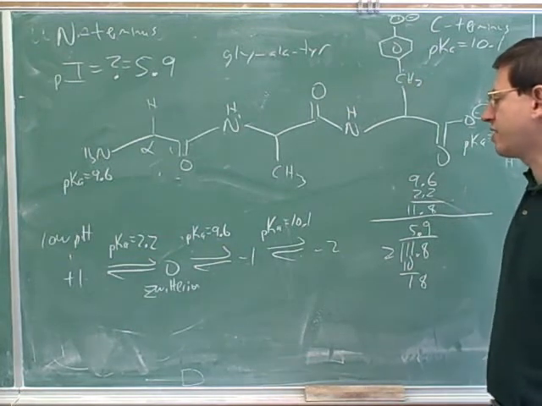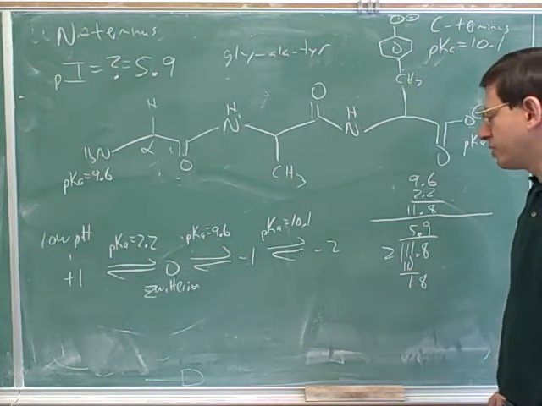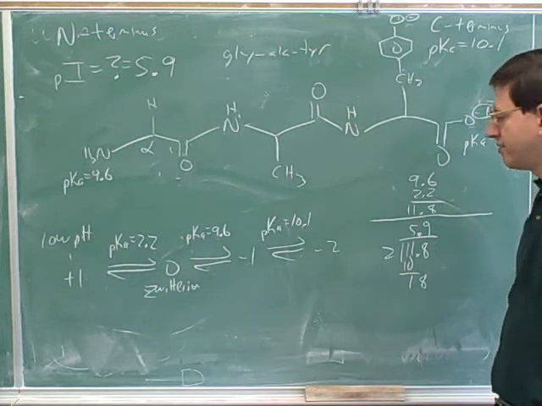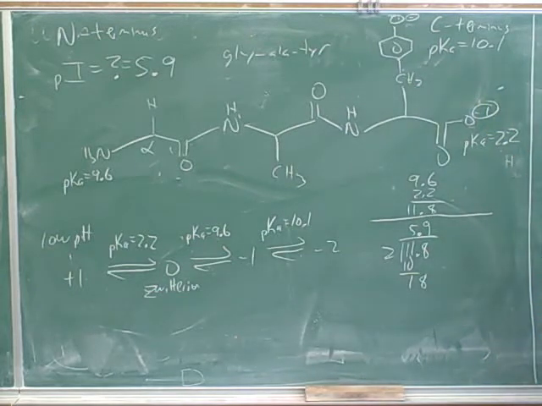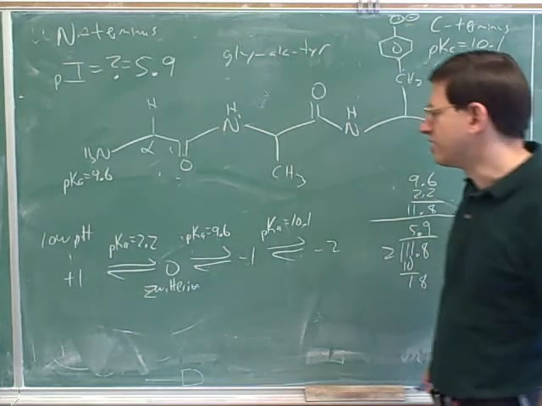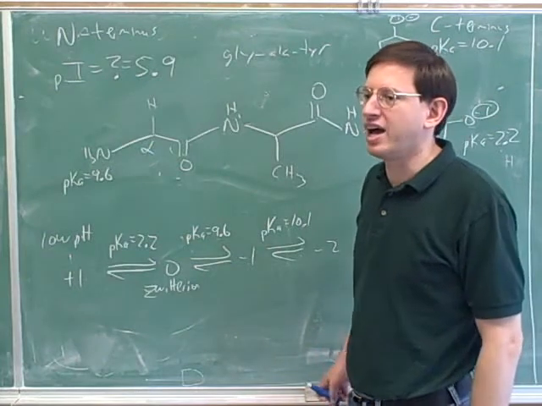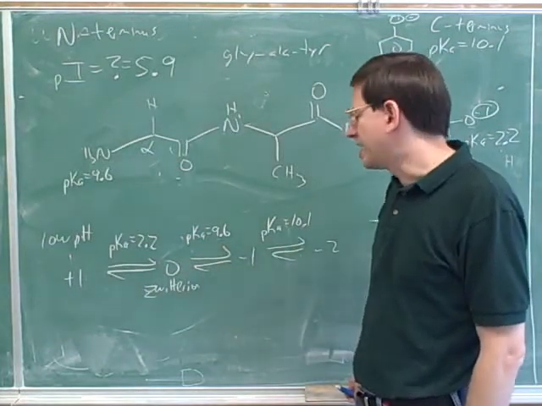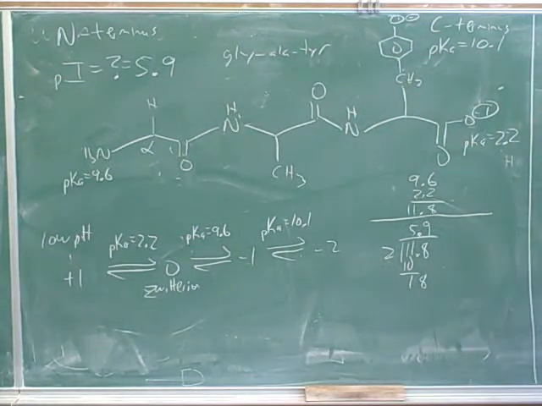Good. Well, suppose that your instructor asked you, what's the pH at which we would get the maximum concentration of the -1 form? That would be the average of 9.6 and 10.0. That's right. Good. There's no special name for that. That's not called the PI, but they could still ask you that. And suppose they asked you, at what pH do we get equal concentrations of the +1 and the 0 forms?